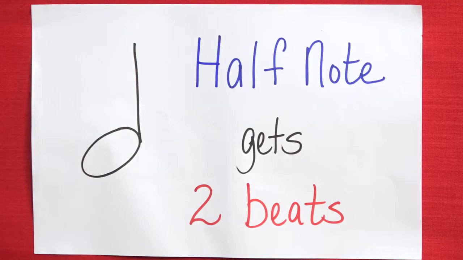Let's look at another note. Here we have the half note. The half note, as the name suggests, gets half of the whole, so the half note gets two beats. So that means, Maya, we're going to sing the half note for two. For example, la, la. Just now I sang two half notes, and they're much shorter than the whole note.